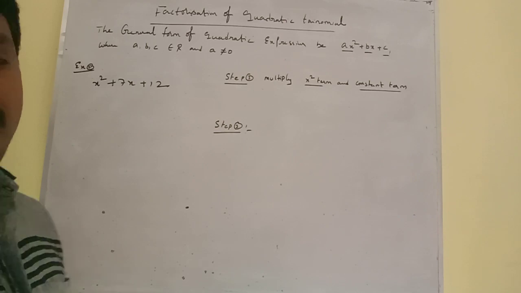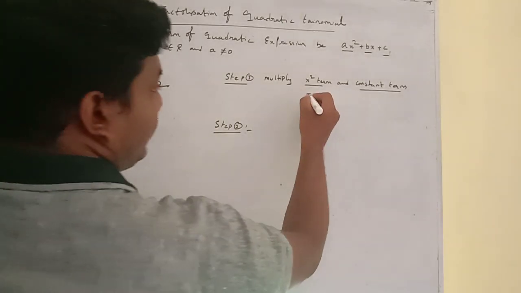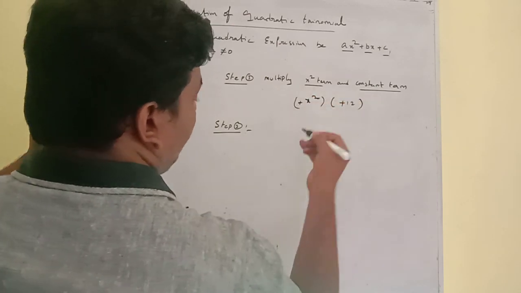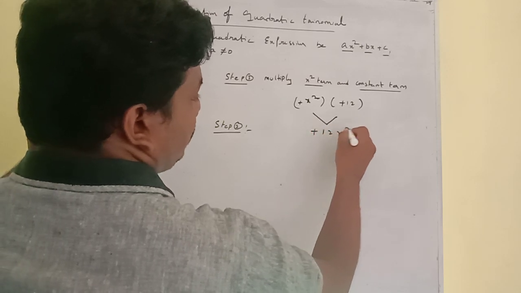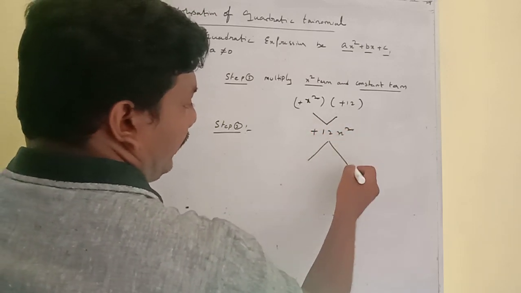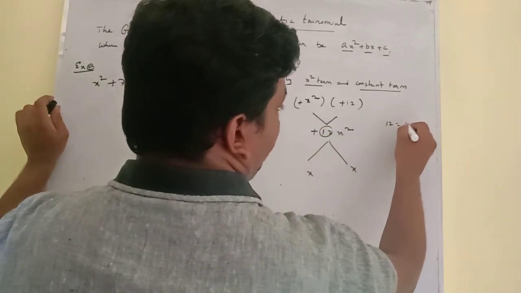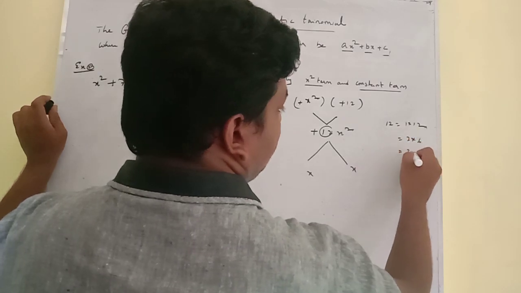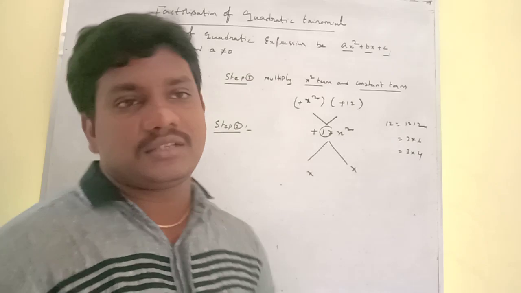x square plus 7x plus 12. So how to solve this one? Here also the x square term is plus x square and the constant is plus 12. So you can split like this, plus into plus is plus, 12x square. Now we can divide x square as x and x. 12 can be written in which table? 1 into 12 is possible, 2 into 6 is possible, 3 into 4 is possible. So three pairs are possible here.